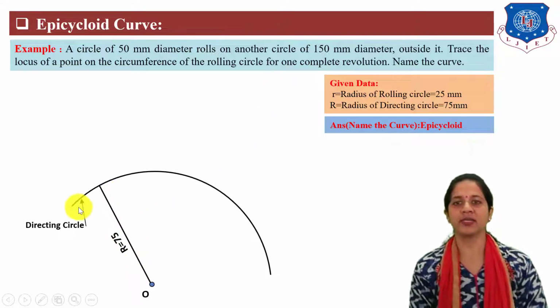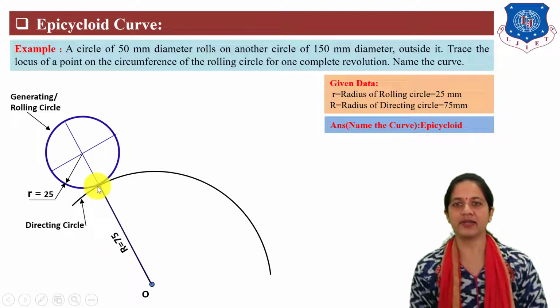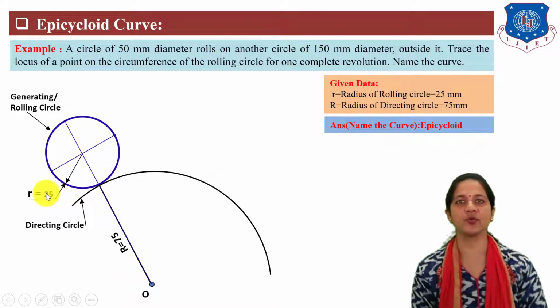First, draw the directing circle arc. Take radius for the directing circle arc 75 mm. Next, draw the rolling circle outside the directing circle. Take radius of rolling circle is equal to 25 mm.